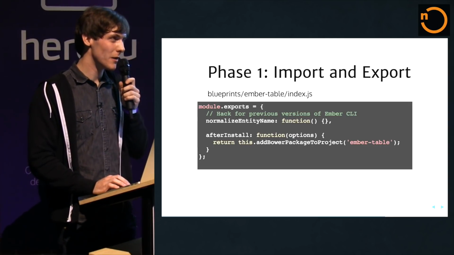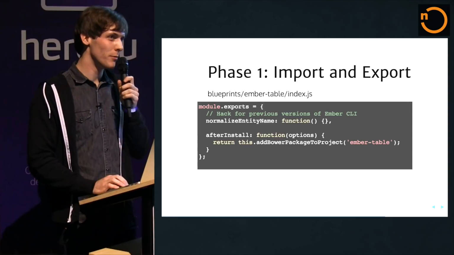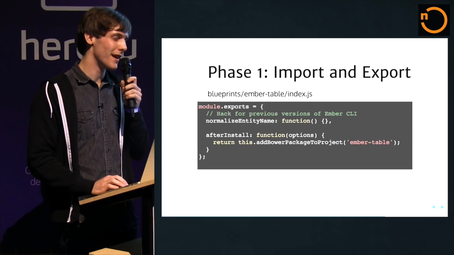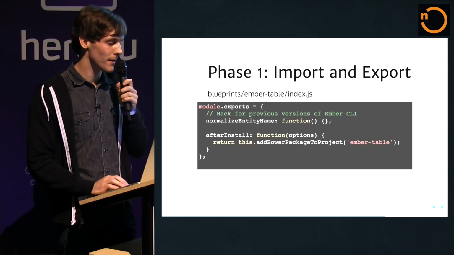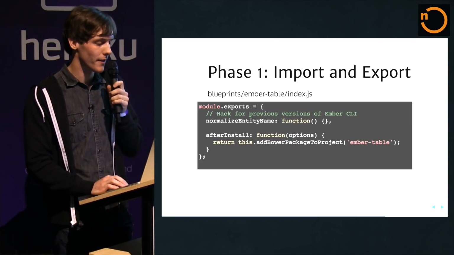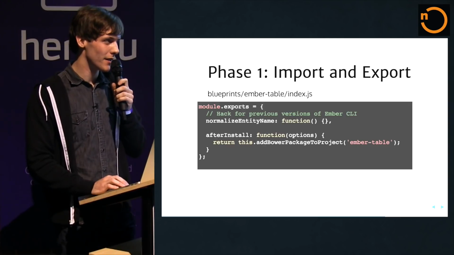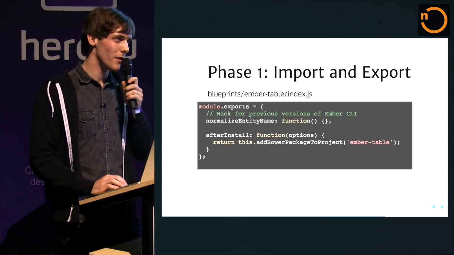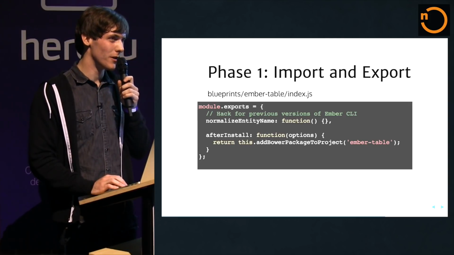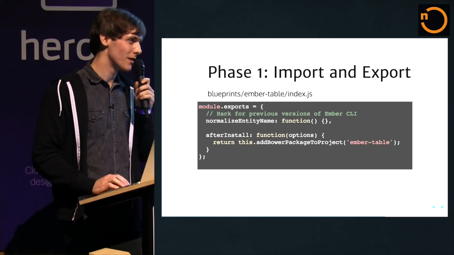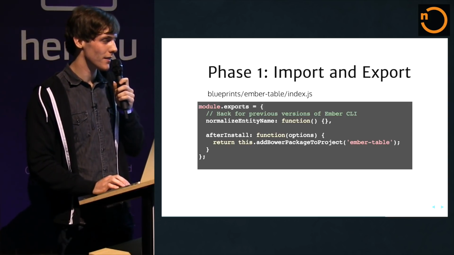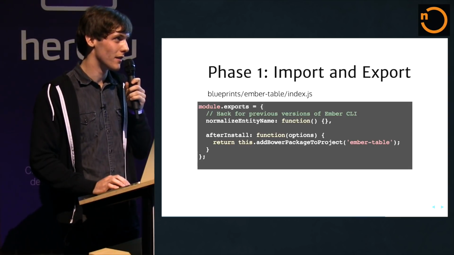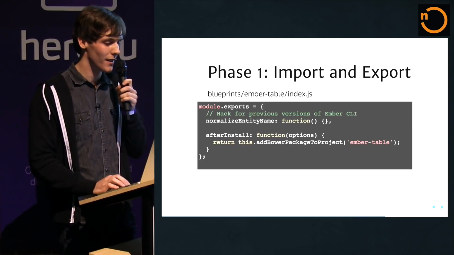Okay. Next thing we do is we go and make a blueprint. Blueprints are what your add-on will use once it's installed into a host app. So here we use an afterInstall hook and addBowerPackageToProject. What this is telling the host app is, as soon as you install this Ember Table add-on, run this code, and it will install Ember Table, the Bower package, into your host app's Bower folder. This is great because now our add-on can depend on the old Ember Table being there.